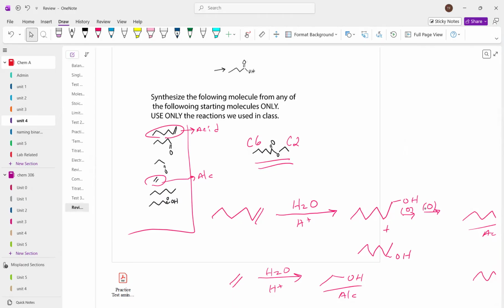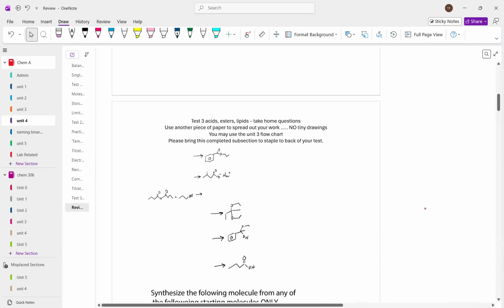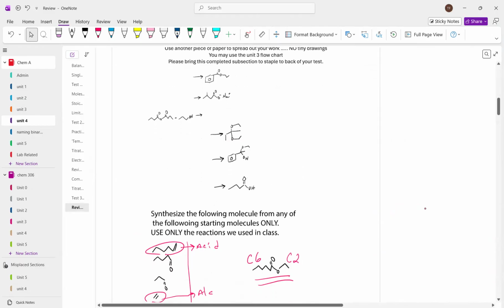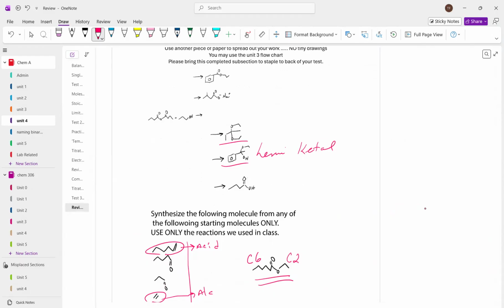Okay, so any questions about that problem? Okay. And the rest of these were pretty standard. Now, one of the issues were these two. Those are from unit 2. This is a hemiketal, and this is a ketal. I wanted to know how you made them.